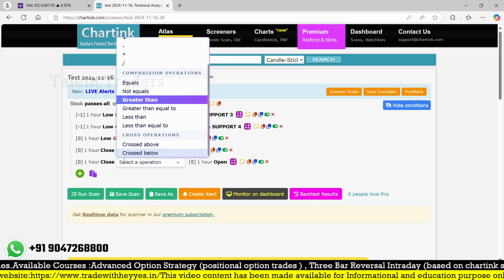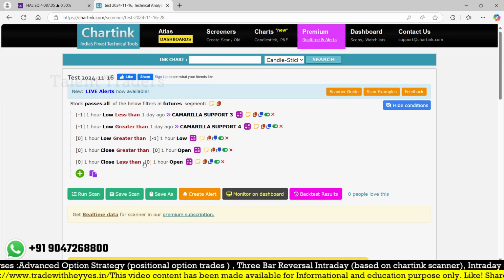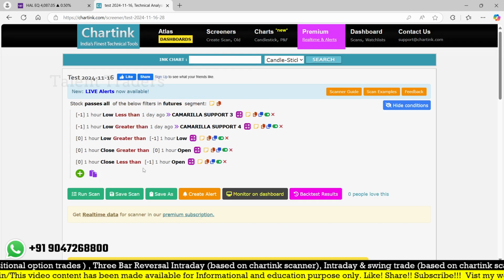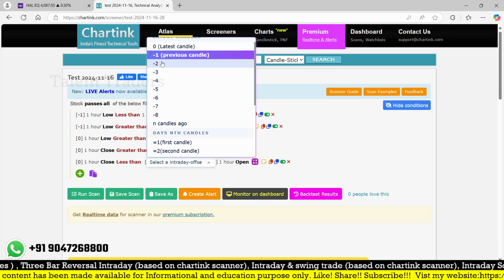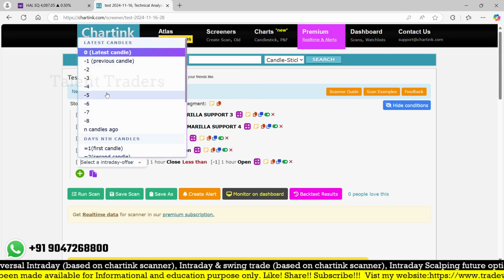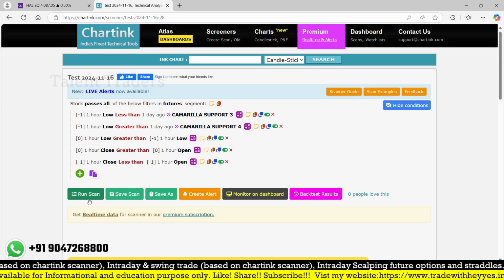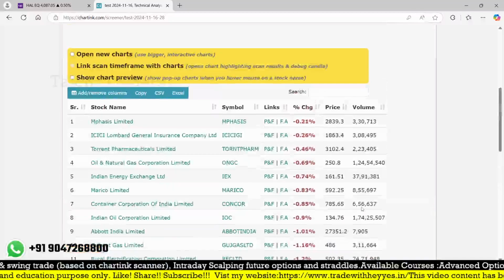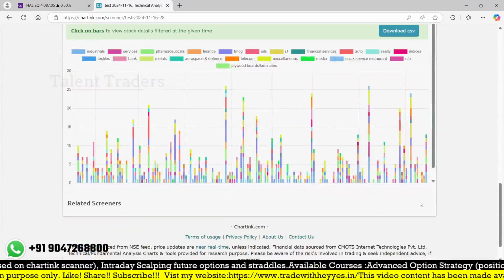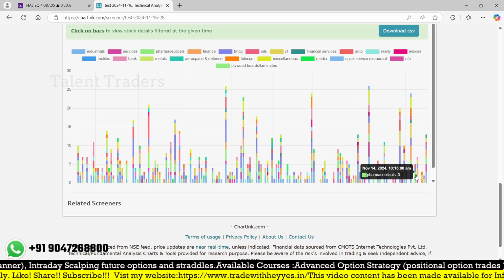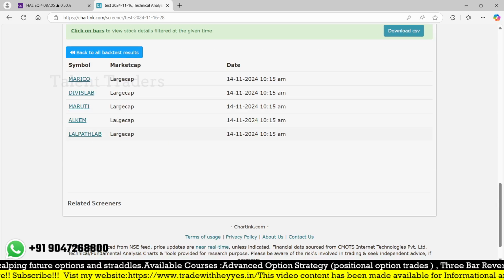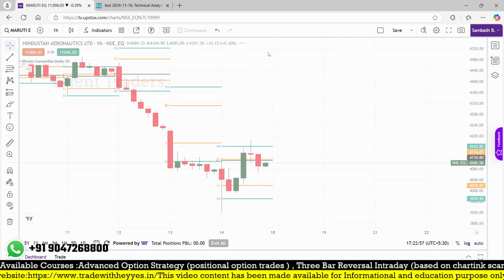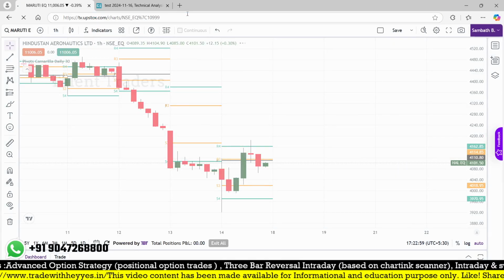So close less than the -1 previous candle. Sorry, it's the same candle only. -1 and -1. We are adding this, and we will find stocks, but very limited. Okay, so here we can check at this point. Number 14, 10, 15. So Marico, DBS Lab, Maruti. Let me check any random one. So Maruti, it's not loading.